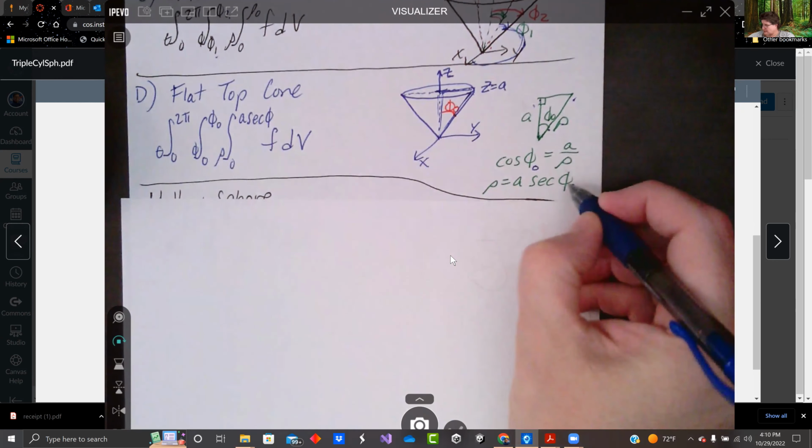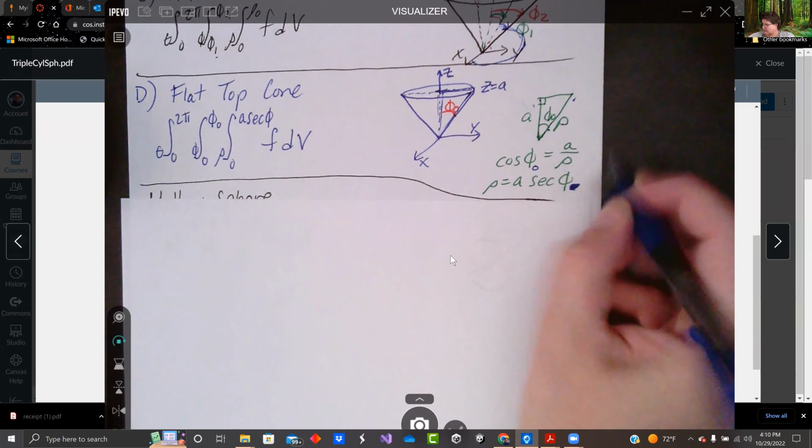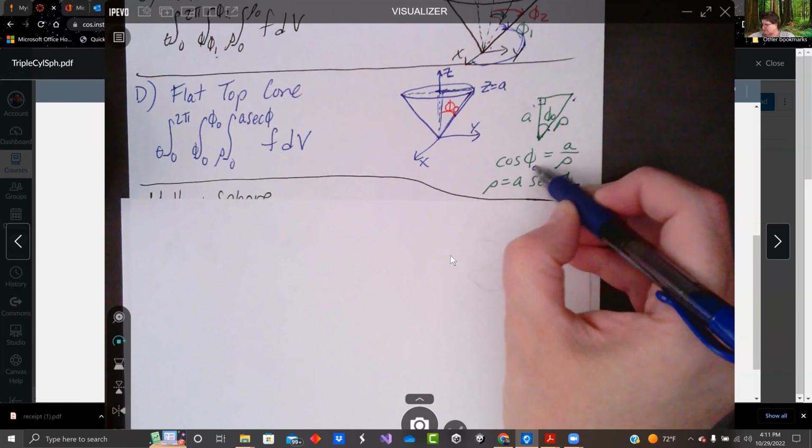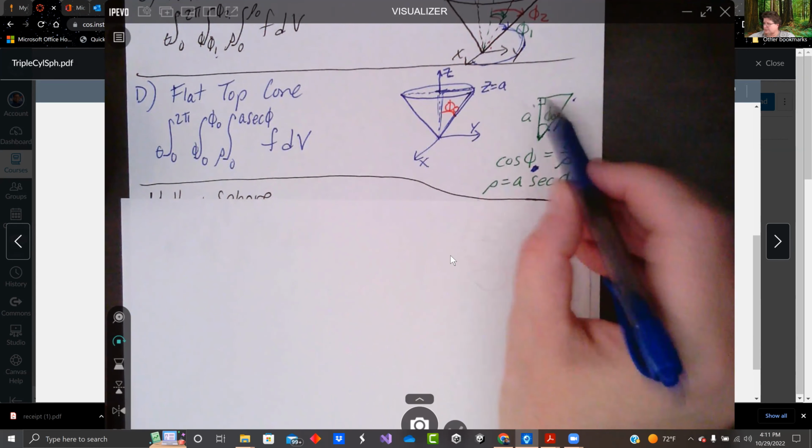Okay. I'm going to change that. We're just sweeping out the full bit. Each triangle is getting a different one.